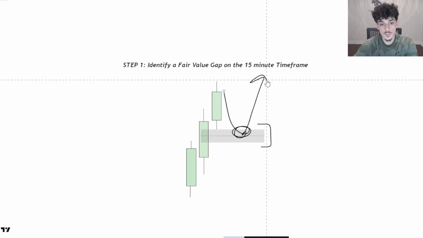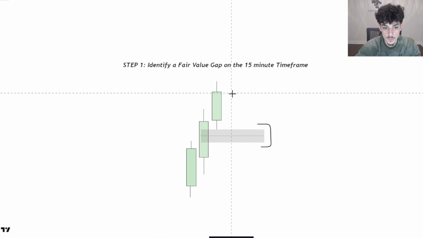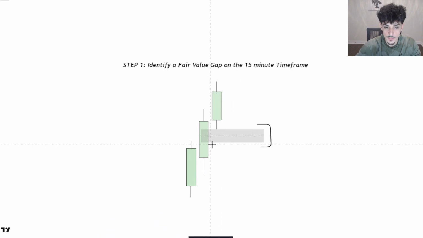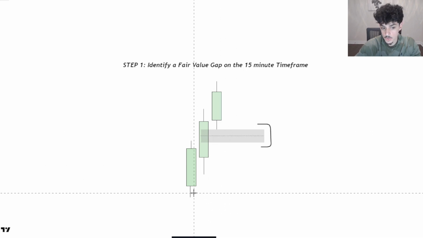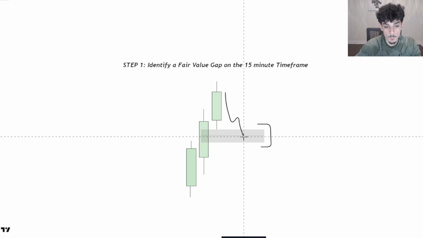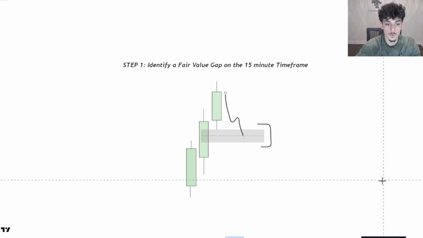So we are going to use this fair value gap as a bias tool. If we create a bullish fair value gap, we will remain bullish until this fair value gap gets disrespected. So if we create a 15-minute bullish fair value gap, we want to see price pull back into this gap, and then we're going to look for a possible trade.